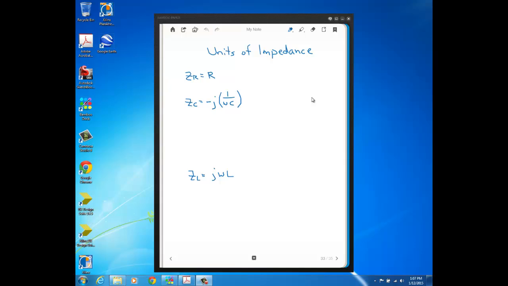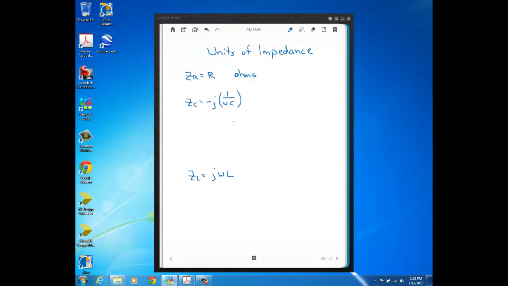Okay, we're going to start this video by looking at the units of impedance, and I wrote down the three equations we came up with in the previous video. The impedance of a resistor is just equal to resistance, the impedance of a capacitor is minus J1 over omega C, and the impedance of an inductor is J omega L. Well, we know from DC that resistance just has units of ohms, so the impedance of a resistor, since it's just equal to resistance, has units of ohms.